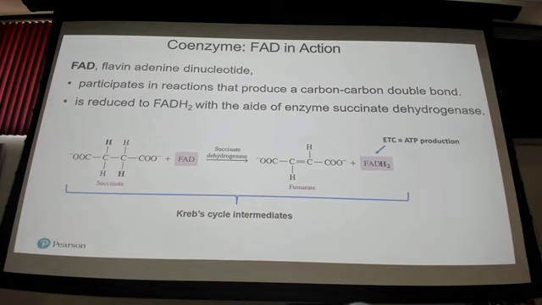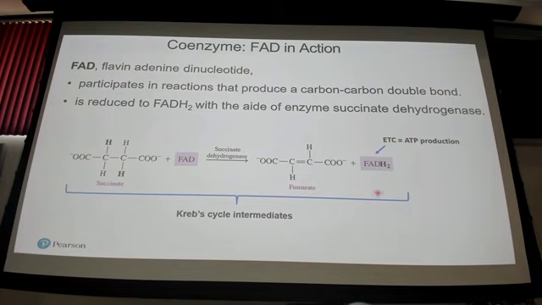So this coenzyme, FAD, is involved in the Krebs or TCA, citric acid cycle. We're going to talk about this in the third lecture of this block. And the substrate is succinate. Succinate, in the presence of succinate dehydrogenase, will reduce FAD to FADH2, producing fumarate.